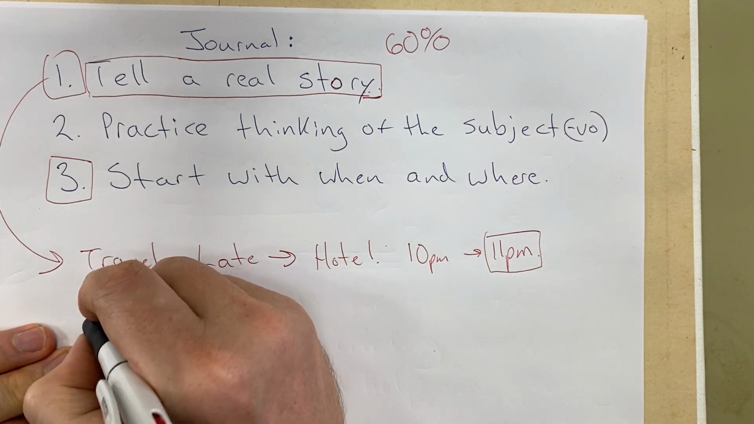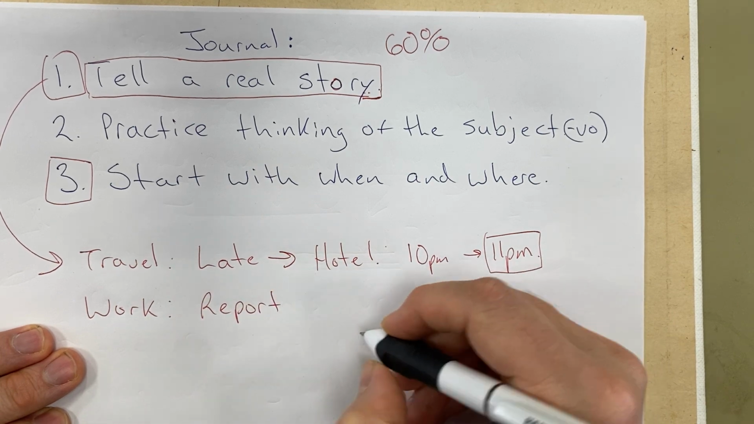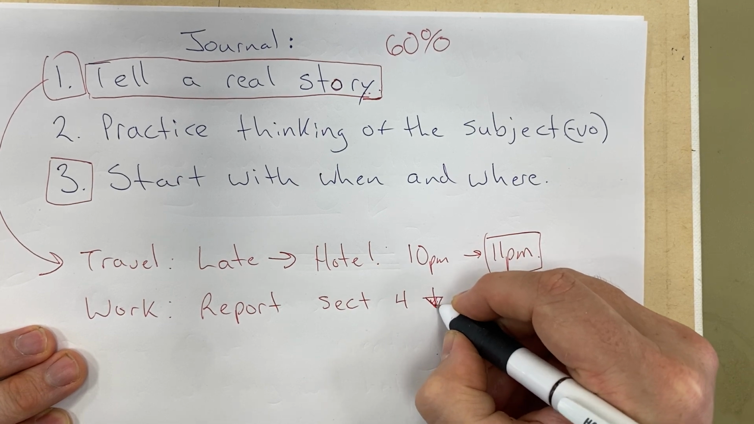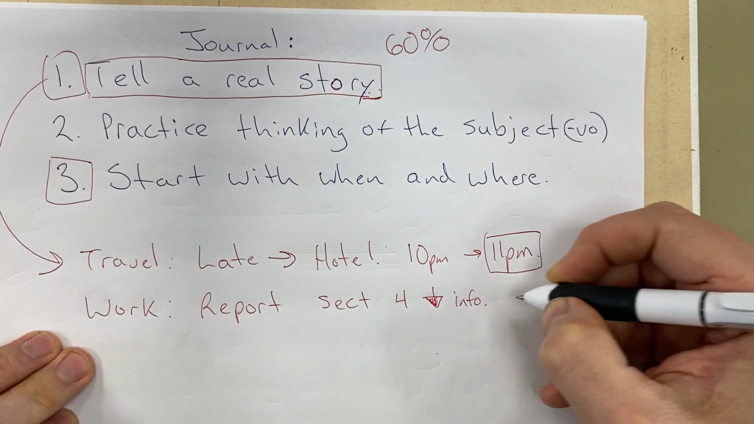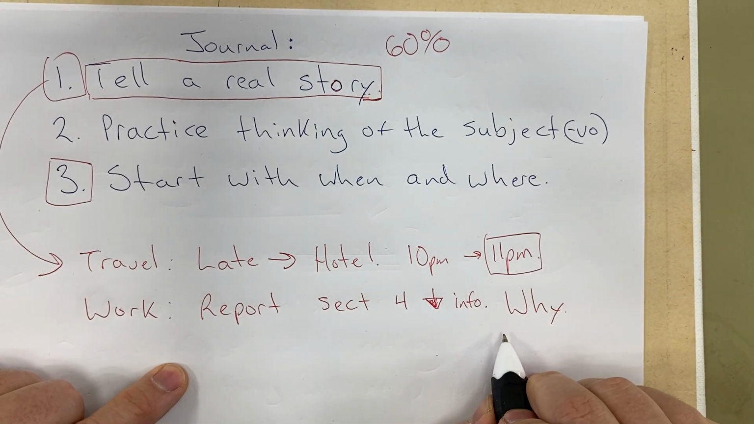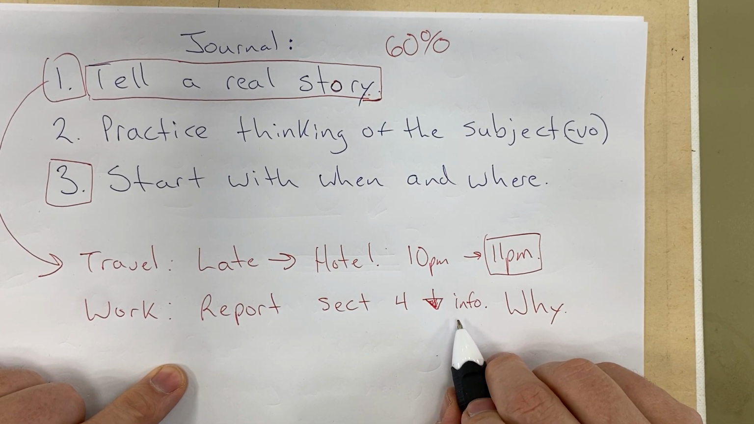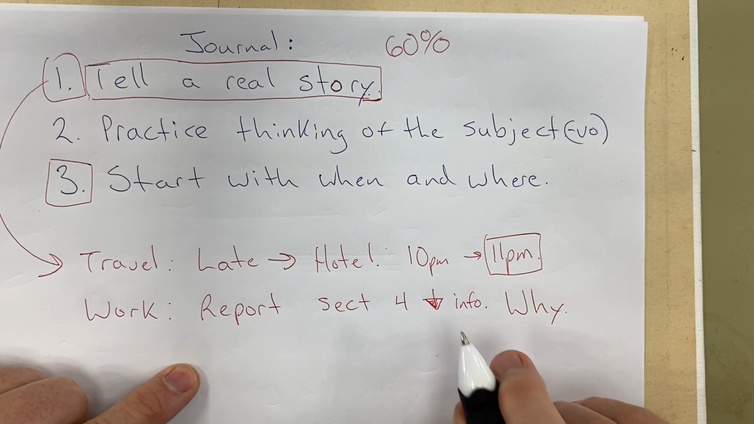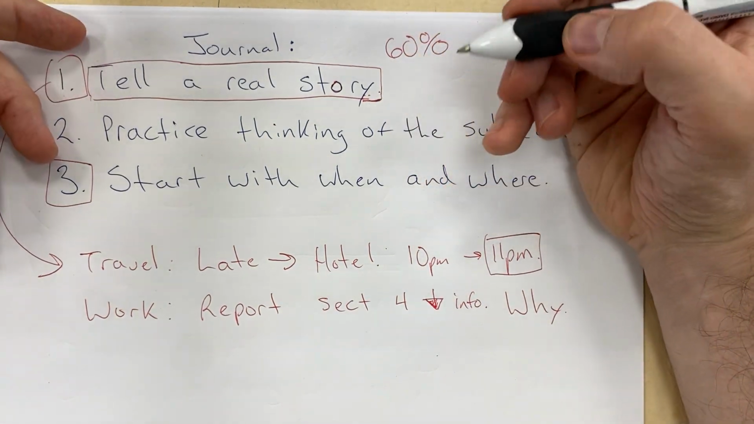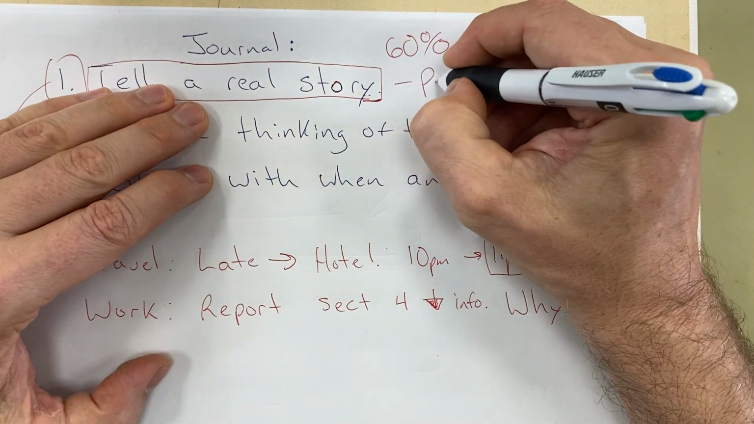Work, same thing. You have to write a report. And section 4 is very bad. There's no information. And the boss says, why is section 4 missing information? You, to save your job, need to explain to the boss why that information is missing. That is called telling a real story. Maybe your coworker didn't do the work, whatever it is, but it's a story and it's in the past tense.